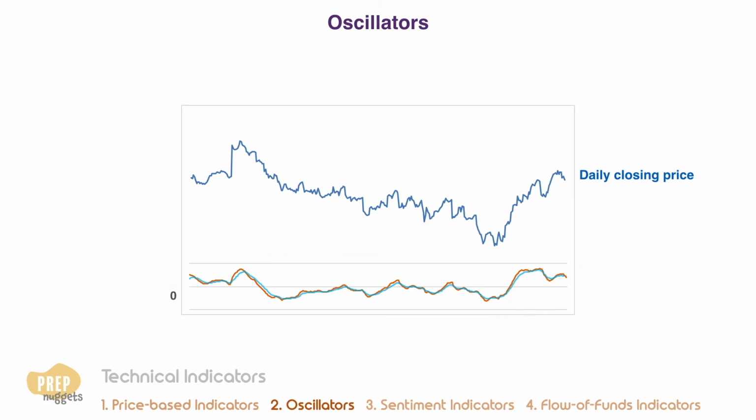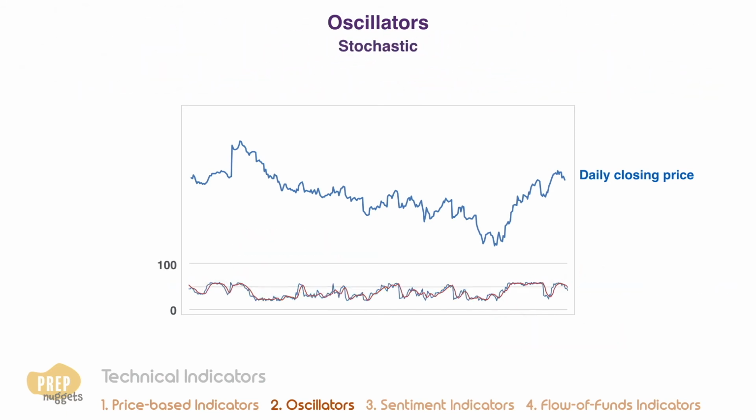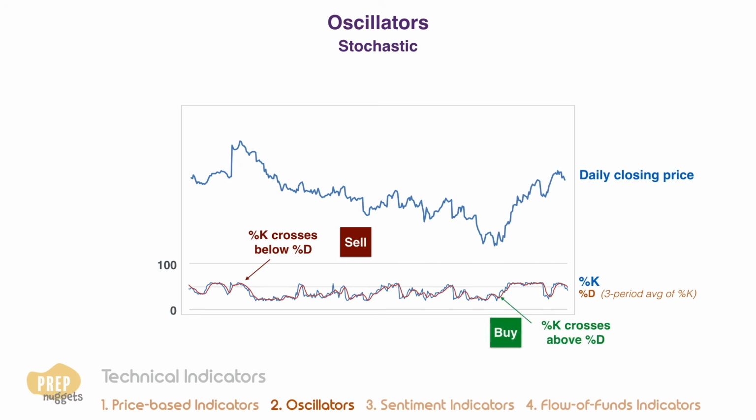In a similar fashion, the stochastic also uses 2 lines for buy and sell signals. They're called the %K line and the %D line, which is the 3-period average of the %K line. %K crossing below %D would indicate a sell, while the reverse would indicate a buy. The stochastic is calculated from the latest closing price and the maximum and minimum prices reached in a recent period. It's bounded between 0 and 100.